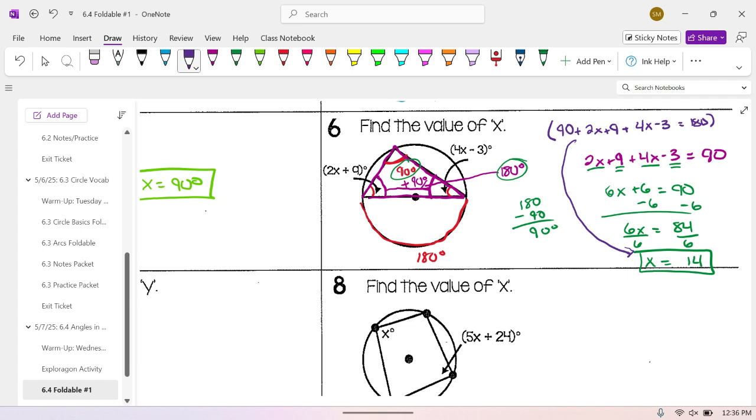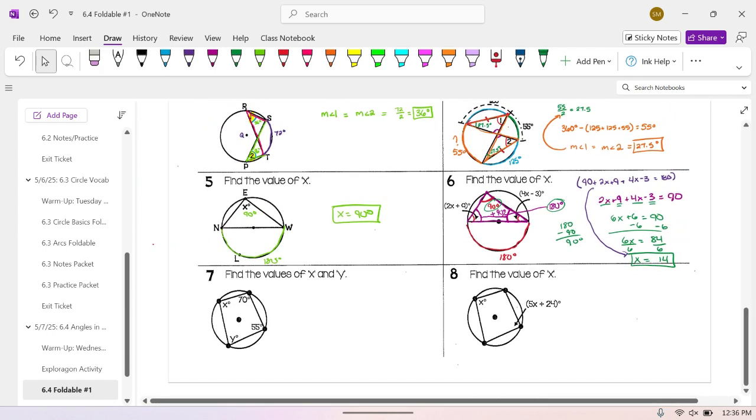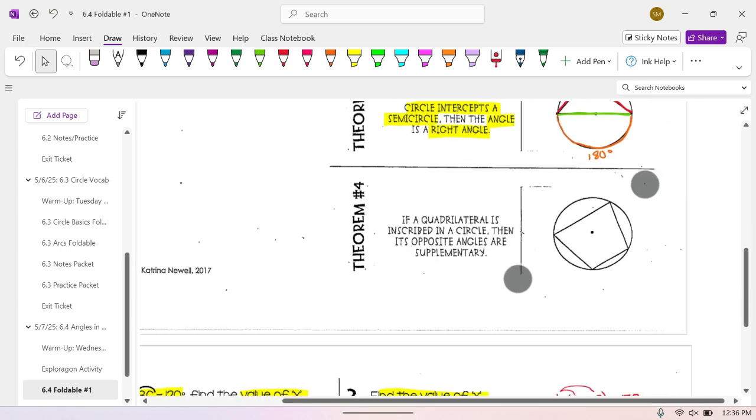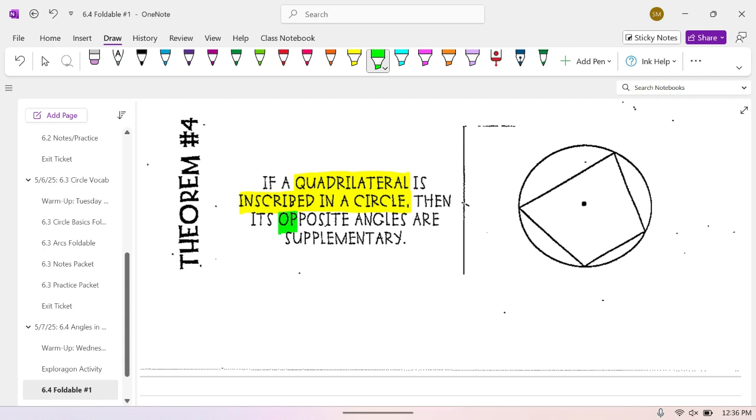All right, any questions on the first three theorems? All right, the last theorem deals with an inscribed quadrilateral in a circle. And the inscribed quadrilateral is made up of inscribed angles. So this is theorem 4. And all it means is that if a quadrilateral is inscribed in a circle, meaning all of its corners are inscribed angles, then the opposite angles are supplementary.